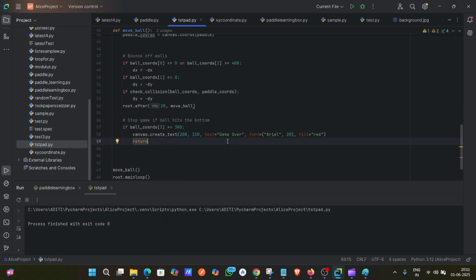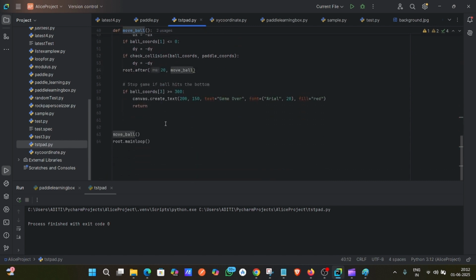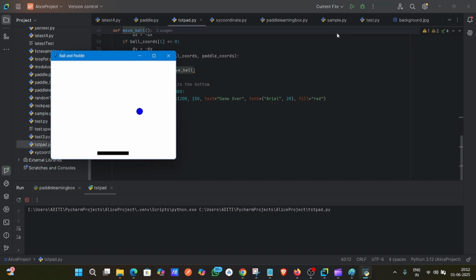So create this message: game over, font Arial 20, red color, at this particular x and y coordinate on the canvas. And then the return statement will be executed. As all of us know, return will terminate the running function. So this move all function, which is the main function of our game, will stop. So this program will terminate. Let's run. Let it collide with the bottom wall. Game is over. So here we have completed our game.